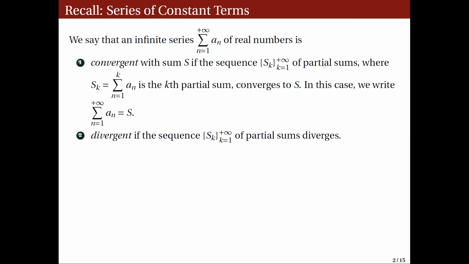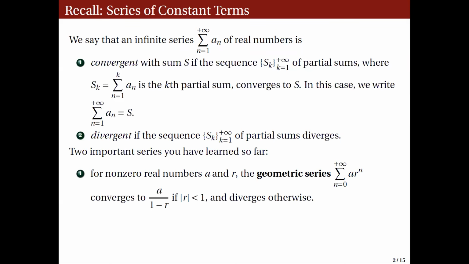So from the lesson that you have learned last time, you have learned two important series. The first one is the geometric series, which converges to a over 1 minus r for non-zero real numbers a and r whenever the absolute value of r is less than 1 and diverges otherwise. Another important series is the harmonic series, which is the sum of 1 over n from 1 to infinity, which is divergent.